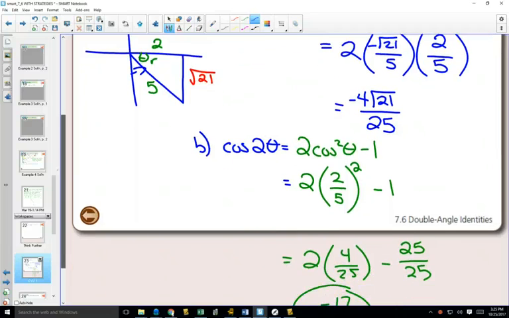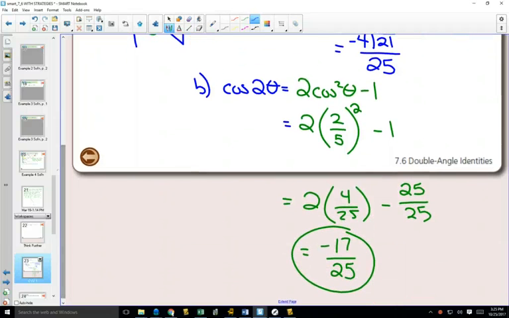Yes? Why don't we just change cosine 2 theta into that? Why did we say, well, this is equal to this, that's the identity. And I just chose one of them.